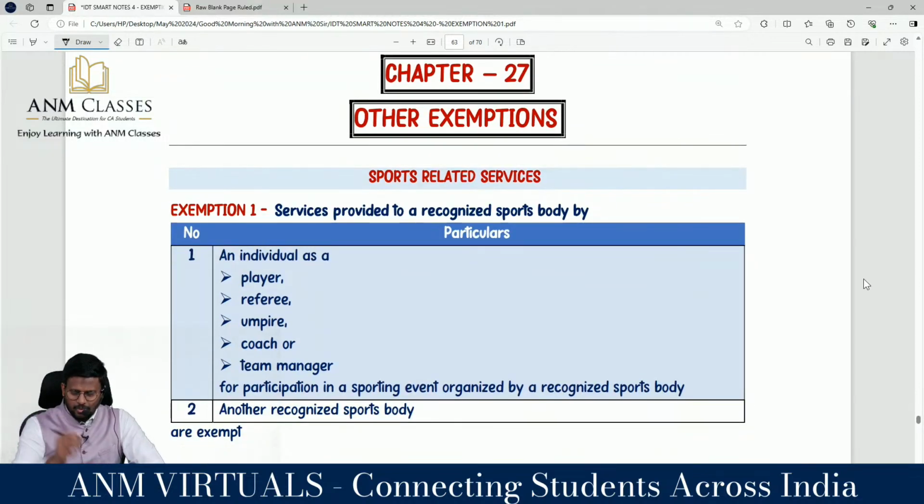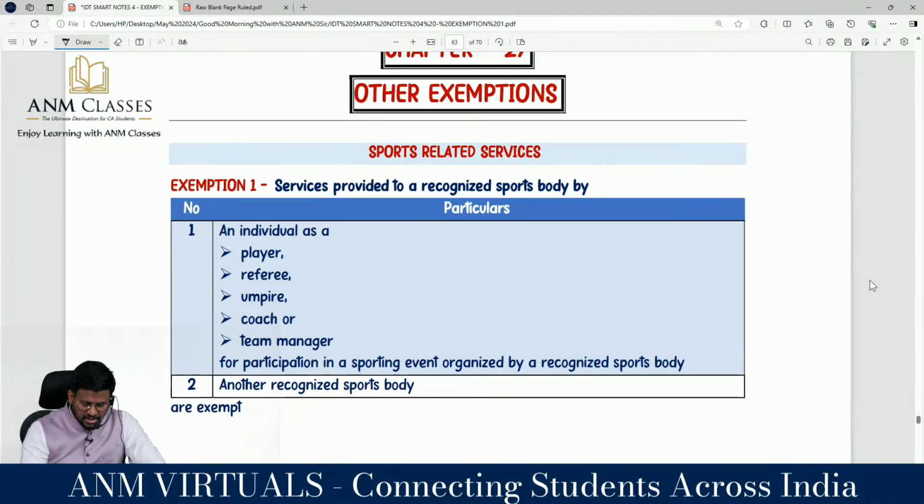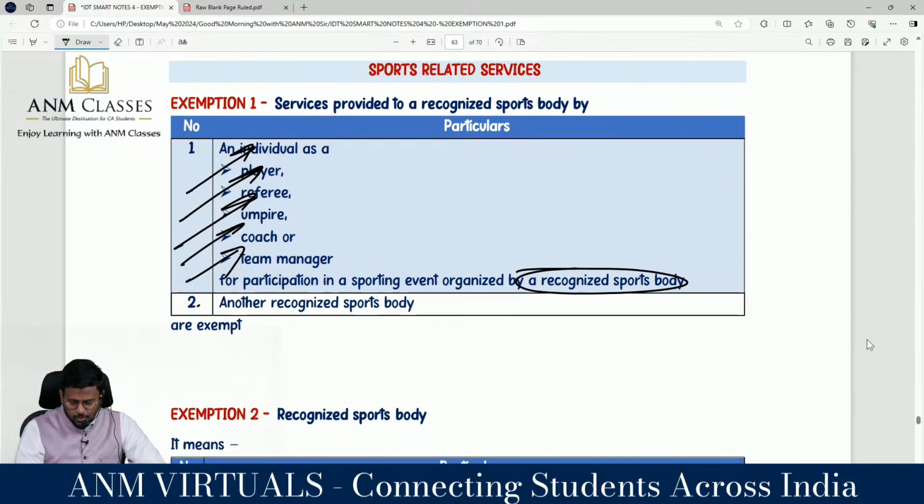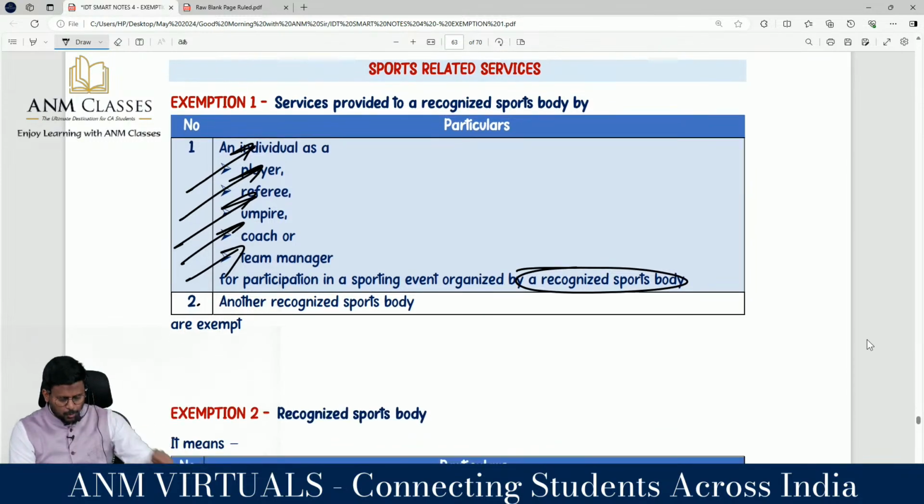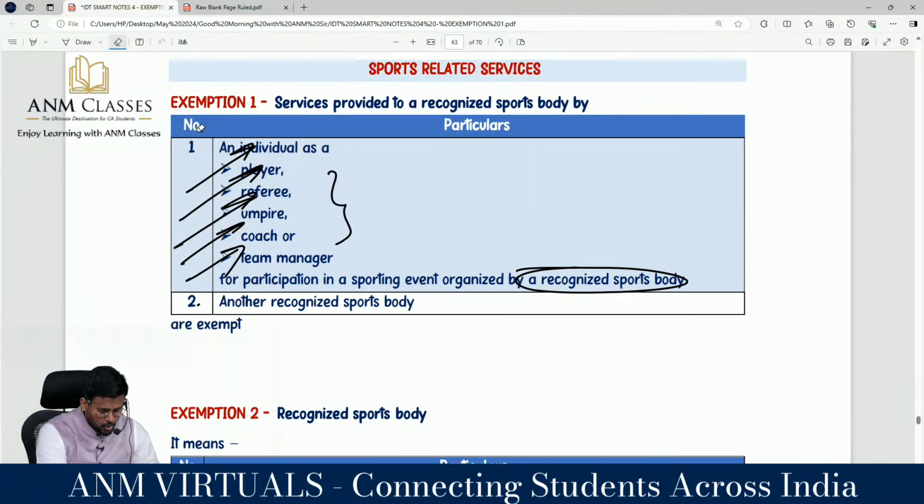So in Z, we'll be discussing one or two other exemptions, sports related services. Services provided to a recognized sports body by an individual as either player or referee or umpire or coach or team manager for participation in a sporting event organized by a recognized sports body, or one recognized sports body providing services to another recognized sports body, are exempt from GST. So this is very important. These 5 things you have to say.